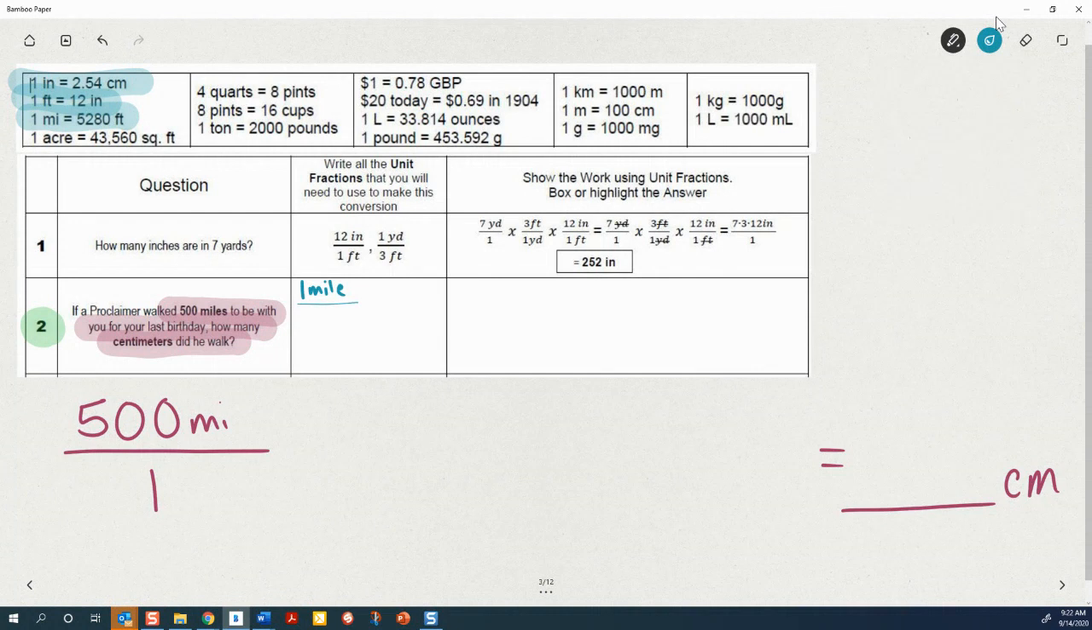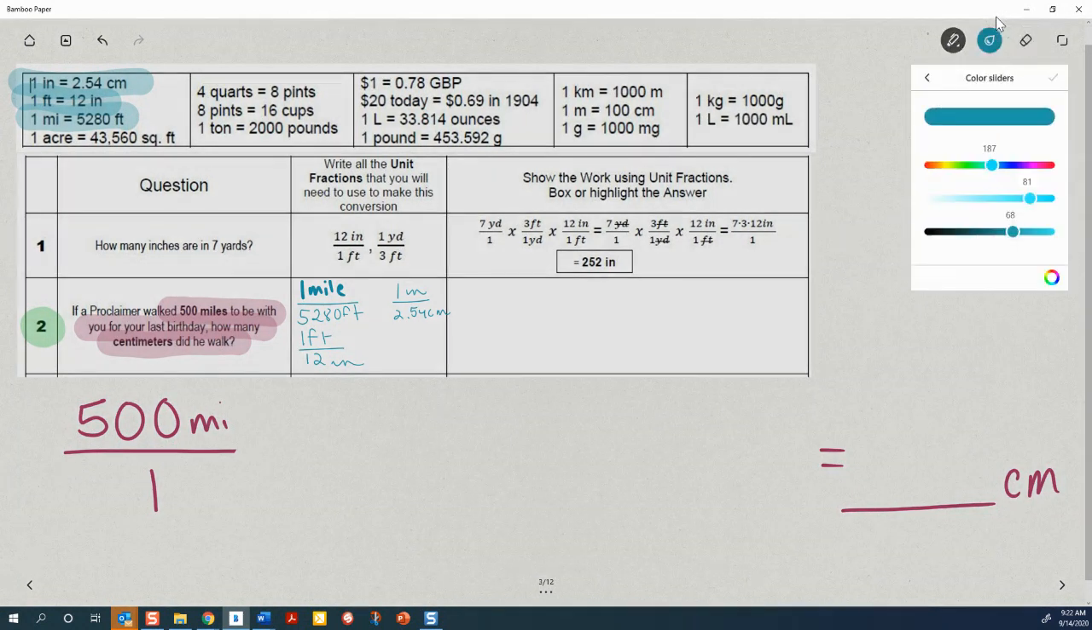1 mile is 5,280 feet. And then I'm going to use 1 foot is 12 inches. And I can then use that 1 inch is 2.54 centimeters. So I'm going to actually write those 3 fractions down at some point. Next, we'll do our multiplying.